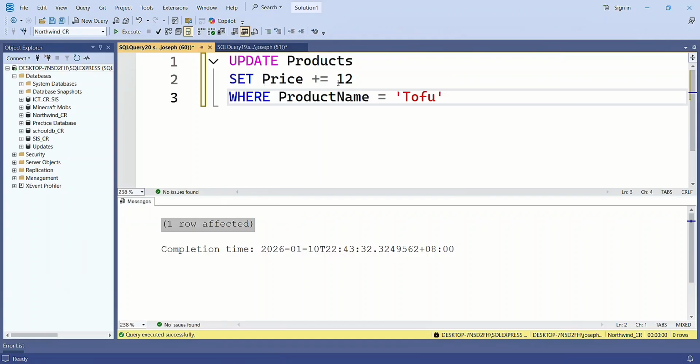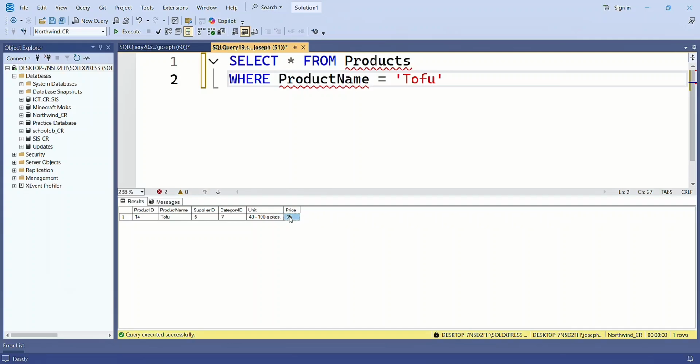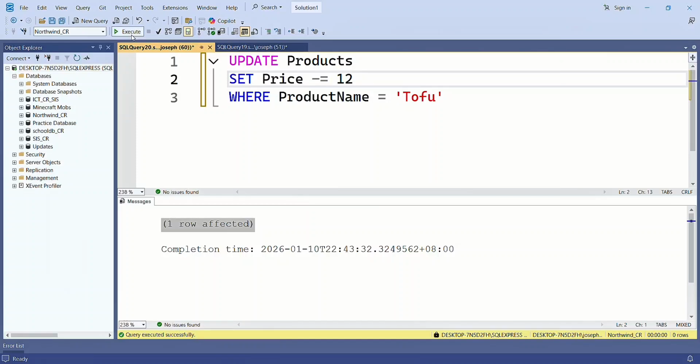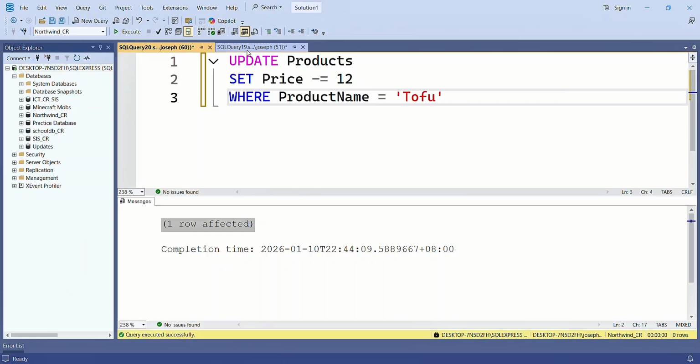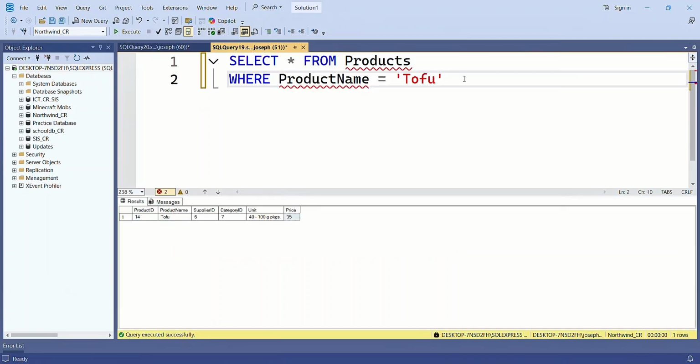Let us try again, but this time we will use the subtract equals sign for our query. Before we execute it, let us check the original price. The current price for our tofu is 35. Now, let's go back here and execute the query. It will say one row has been affected, meaning our query worked. Now let's go back here and check the price. From 35, now it will be 23, meaning our tofu price was reduced by 12.